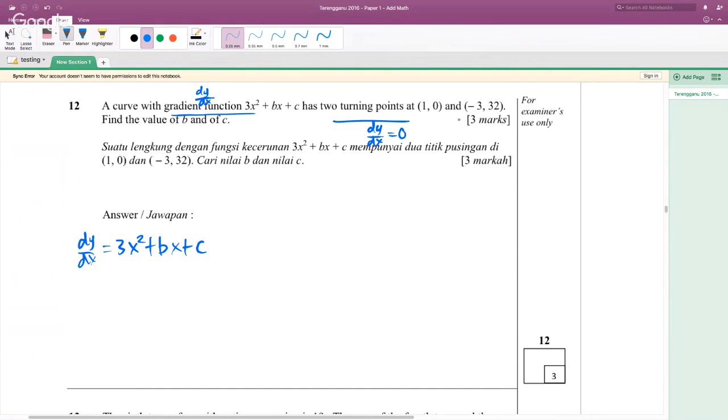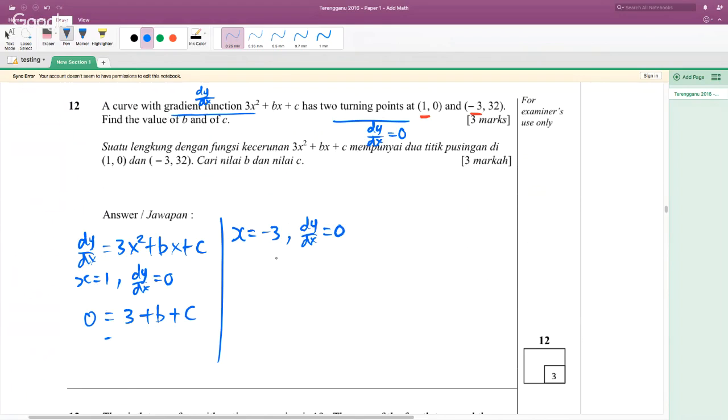Something very important here is that for the coordinates for dy/dx, you have to pay attention to the x value, because you will only use the x value for dy/dx. So what I will do is substitute the values into it. When x equals 1 and dy/dx equals 0, 0 equals 3 plus b plus c. I can just leave it like this, or make one of them the subject, it doesn't matter. Let me do the second one also. When x equals -3 and dy/dx equals 0 as well, I get 0 equals 3 times -3 squared, which is 27, minus 3b plus c.